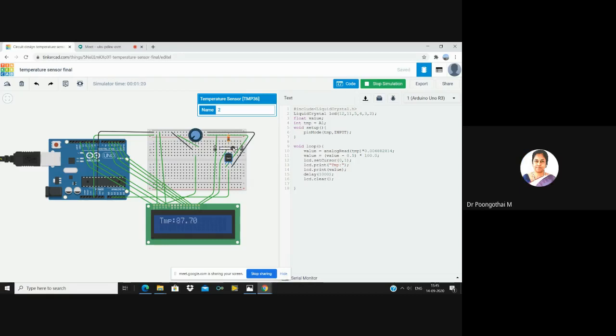What is the purpose of the potentiometer? It's to control the sensitivity of the LCD, ma'am. Just vary the value. Yes, ma'am. It's not working. Yes, ma'am, the intensity of the LCD is controlled by the potentiometer. Okay. That's all? Yes, ma'am. Okay. Thank you, Kamali.